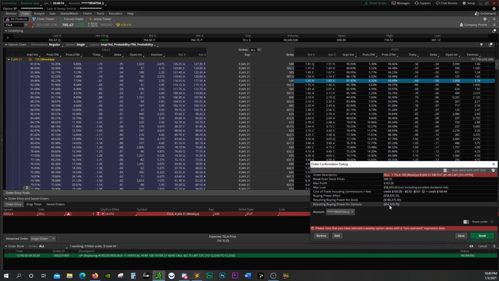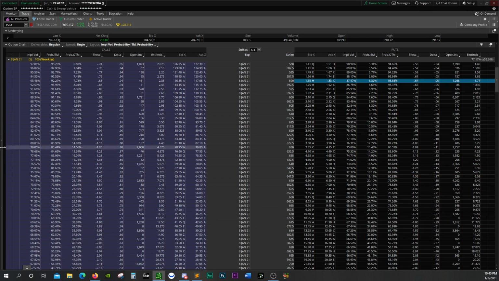I mean, you're going to need a lot of collateral for that. 58,000. Or margin, if it's just margin, is probably going to be at least a quarter to half of that. So you're not going to be able to sell naked without substantial margin, especially with something like Tesla.